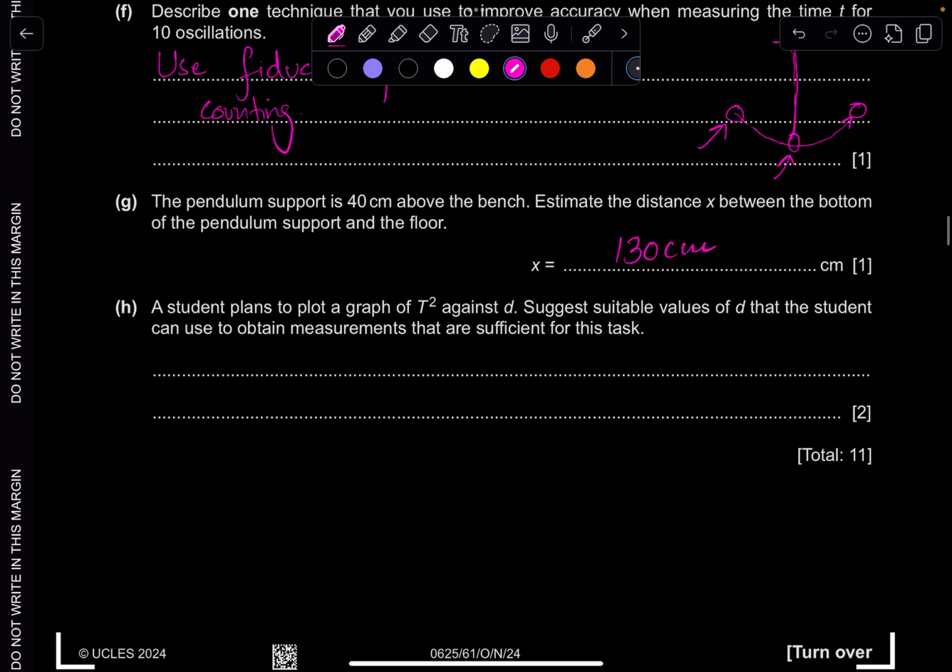In part H, a student plans to plot a graph of t square against d. Suggest suitable values of d that the student can use to obtain measurements that are sufficient for this task. Achha, what we are doing, we are changing the length of the pendulum, right? So you can use different values. What they have given, the value that was 90 centimeter. So what we can do, we can take value of 50 centimeter, right?